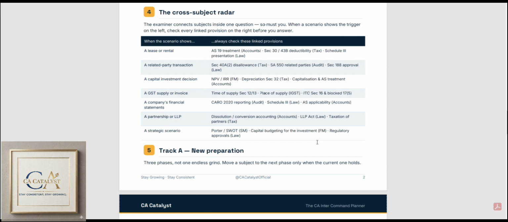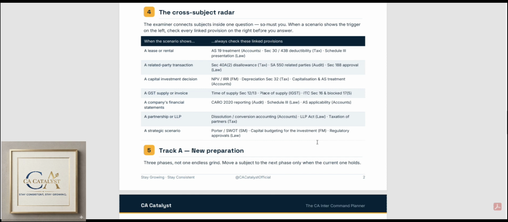For a related party, it's 40A(2) disallowance. This is always asked in PGBP. You write that. Or if it is an audit, in income tax you only give 40A(2). For auditing, you write SA 550, and for law, you should write section 188. That's it for law. So you write SA 550 as well as section 188 for law. These are the cross provisions that you need to apply in one shot.